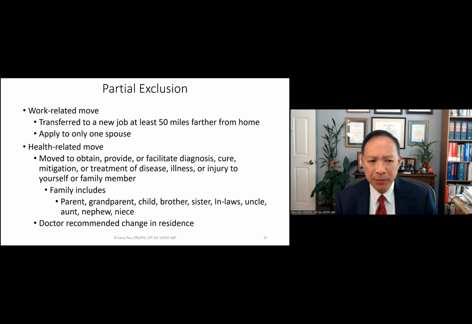Or a health-related move to obtain, provide, or facilitate diagnosis, cure, mitigation, or treatment of disease, illness, or injury to yourself or a family member. Now, they don't have to live there, but family includes parents, grandparents, children, brother, sister, in-laws, uncle, aunt, nephew, and niece. And you need a letter from a doctor to recommend a change in residence. Now, this is not just physical health, also mental health.